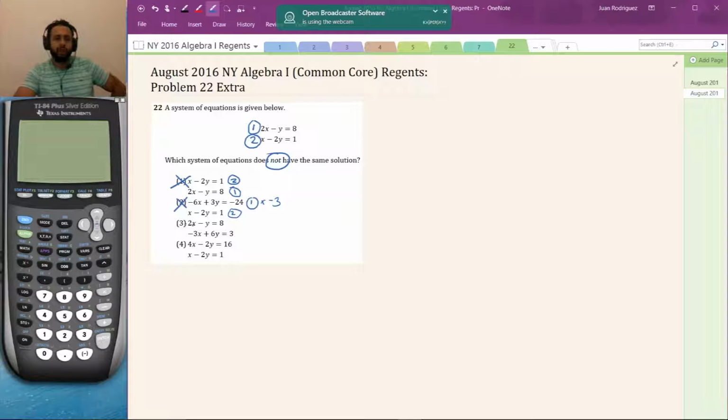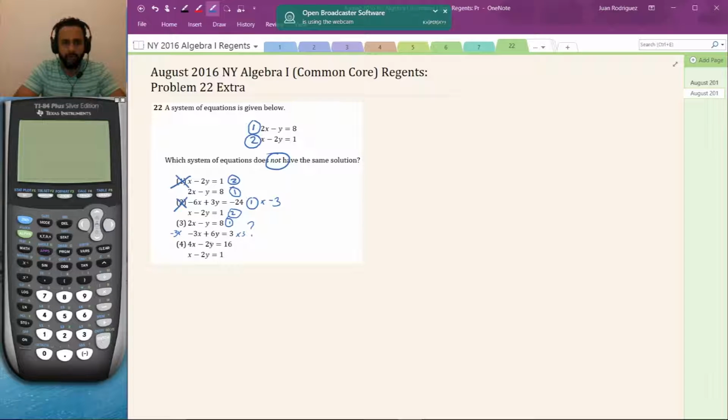This one, 2x minus y equals 8. That's equation 1. And negative 3x plus 6y equals 3. Look at this. This is times -3 on this side, and this is times 3 on this side. So this is probably going to be the answer. The reason here is because you're multiplying by different numbers on the left and the right to generate this equation from equation 2.